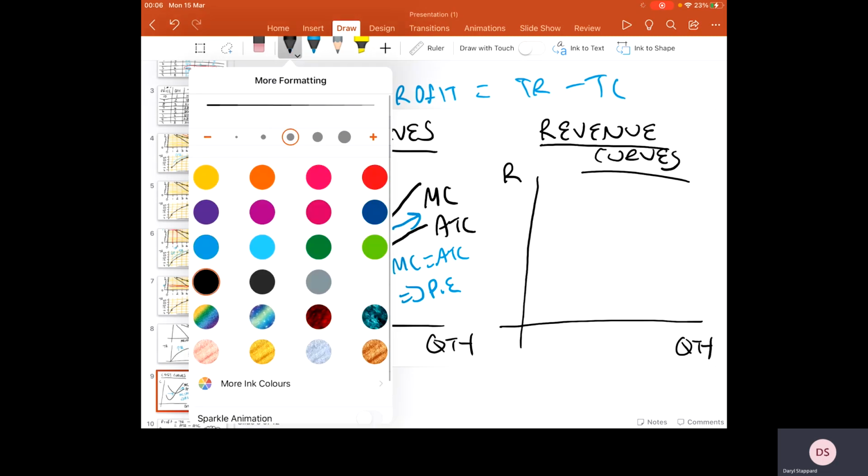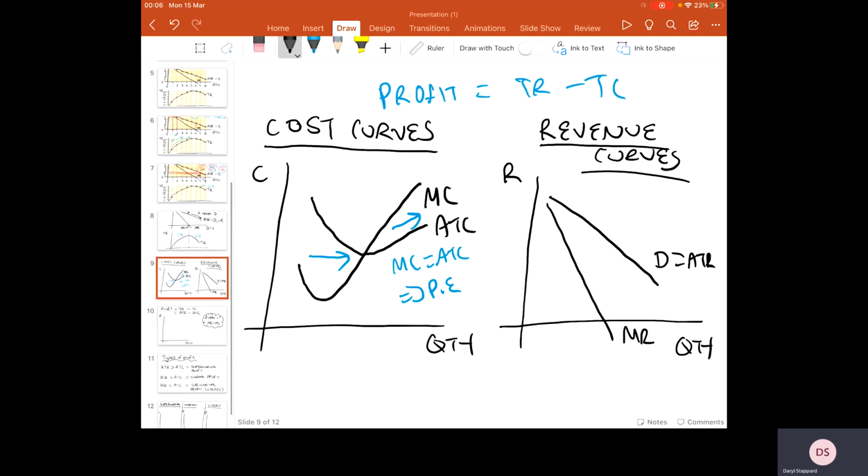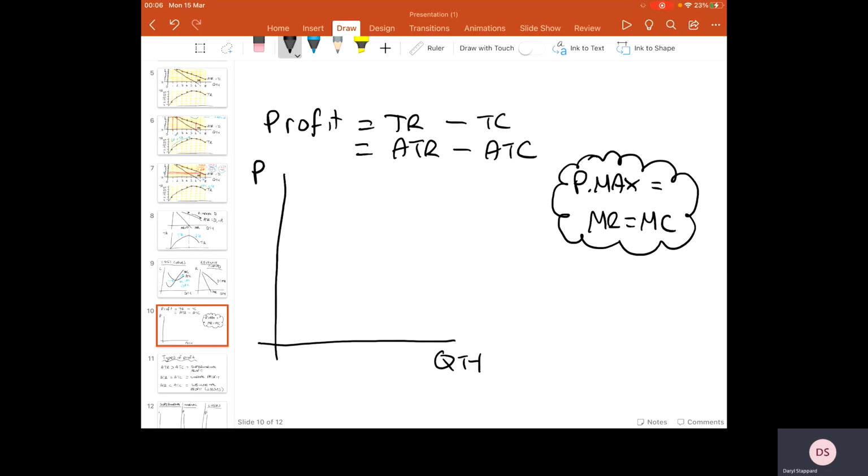And then when we draw revenue curves, the two in question I want to be thinking about are these two. So I've got marginal revenue, and then I've got the ATR curve, which is also measuring the demand curve. Now, what we're going to be doing is combining these two different sets of curves together to show profit. So, as I said before, profit is total revenue take away total costs. Of course, it could also be calculated by looking at the average total revenue take away the average total costs. That would almost give me the profit per unit, if you like.